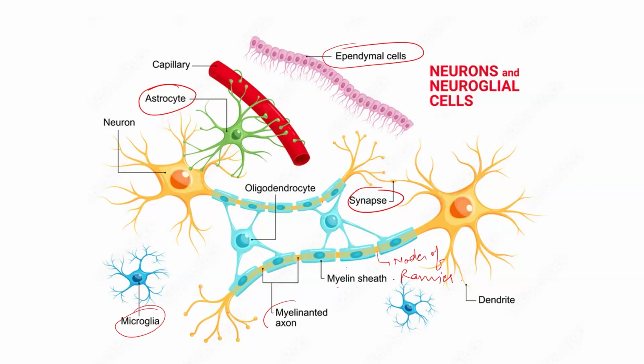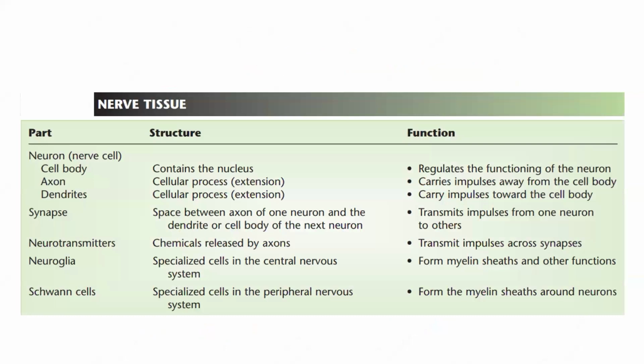So, in summary, the nervous tissue is made up of the following parts. It consists of a neuron, which is a nerve cell that has a cell body, axon, and dendrites. It has a synapse. It has neurotransmitters. It has neuroglia. It has Schwann cells.